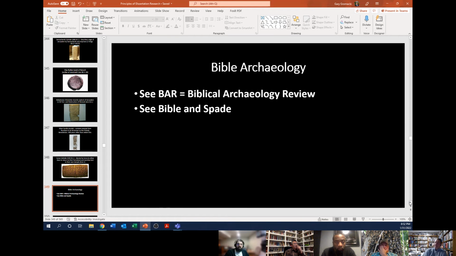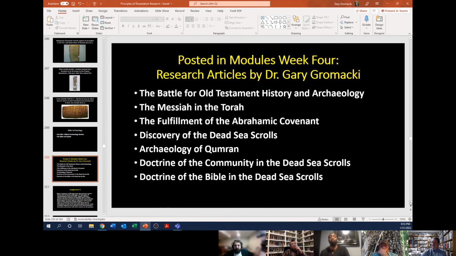So a couple sources here. Bible and Spade is more of a conservative journal dealing with Bible archaeology, and then BAR, the Biblical Archaeology Review, a little more liberal in their perspective, but two sources there. So some of the articles that I've posted for you here in week 4 that you can include in your reading if you'd like. I'd like for you to read at least 2 of the articles, so you can choose which 2 you'd like. I think the syllabus said all of them, but I've changed it to just 2.